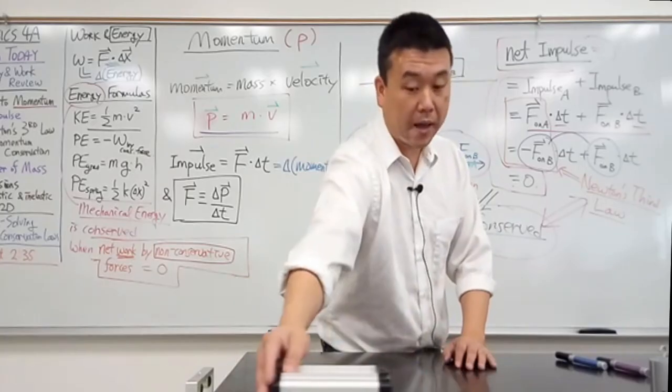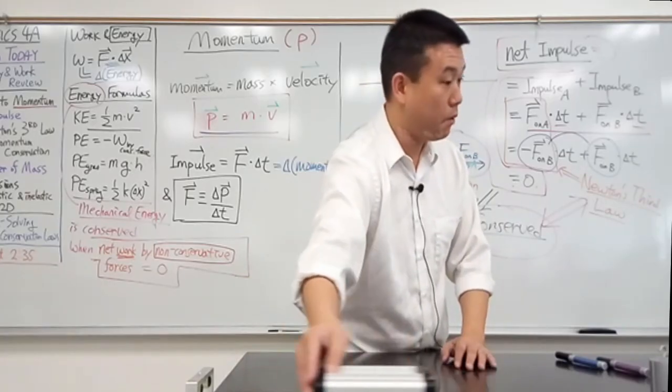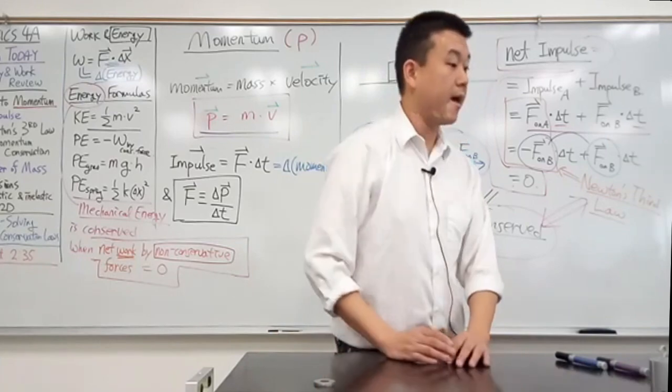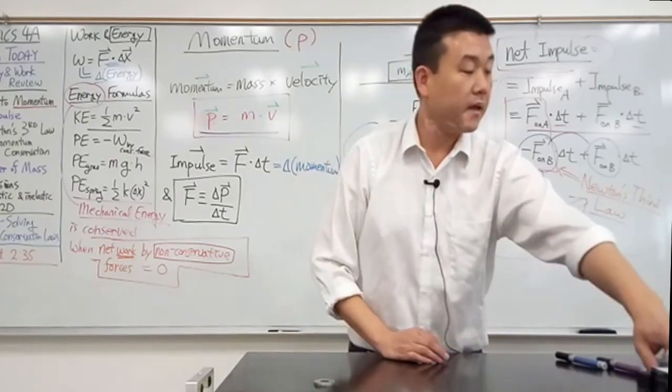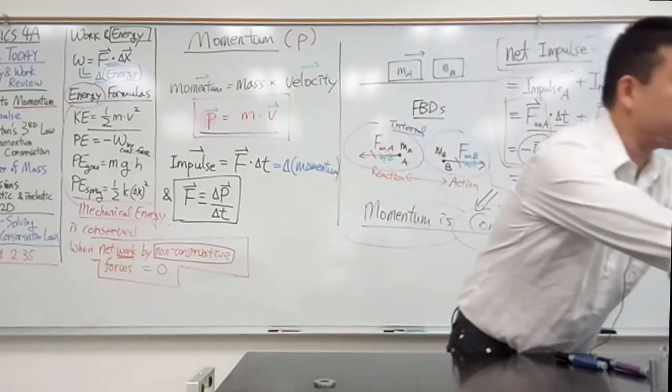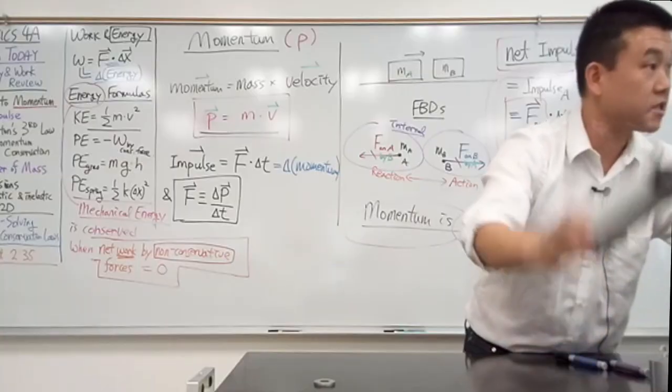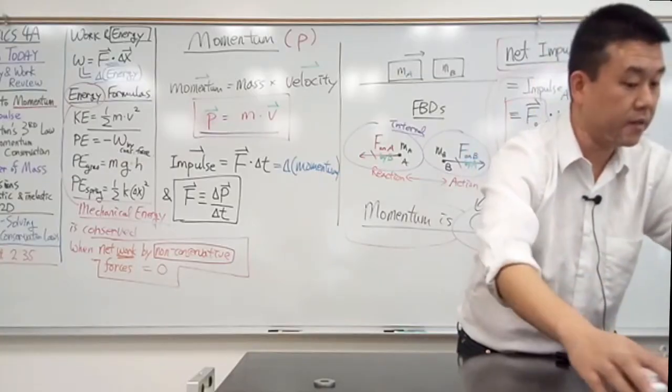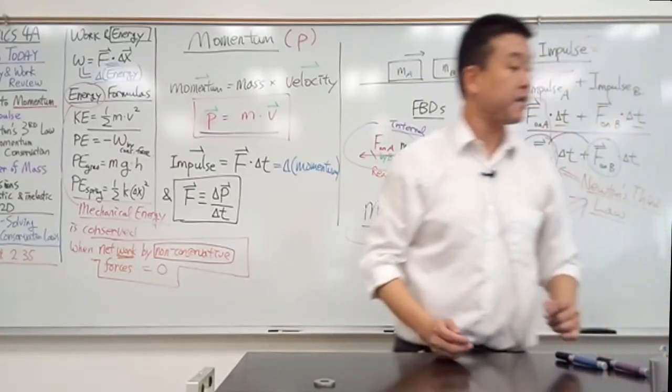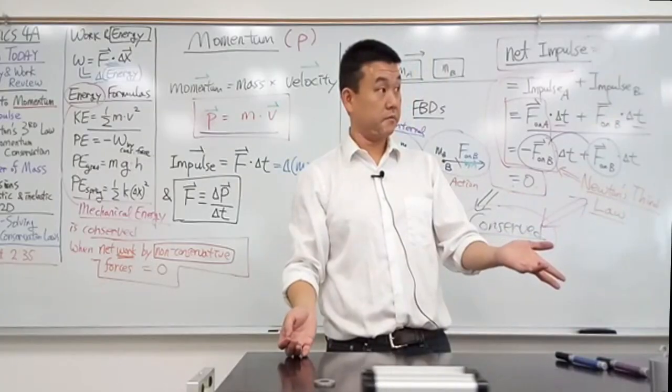So when I apply an external force, then the momentum of this is changing, and that's what you see here too. The track is external to the cart. So whenever this interacts with the track, that's when its momentum is changing.